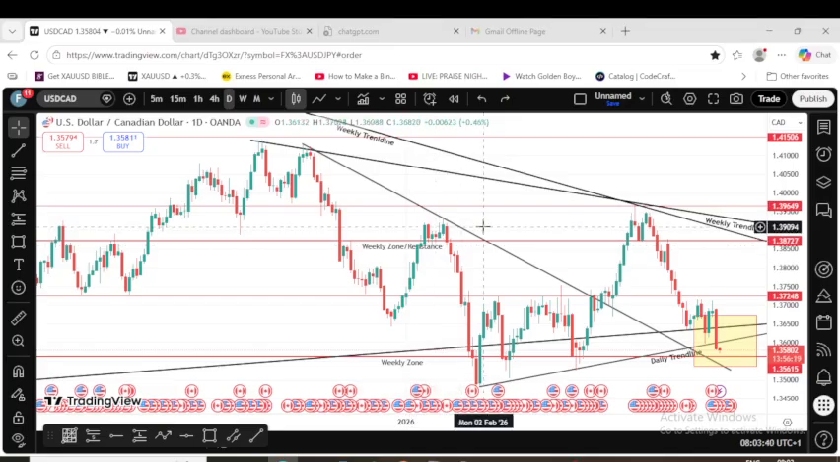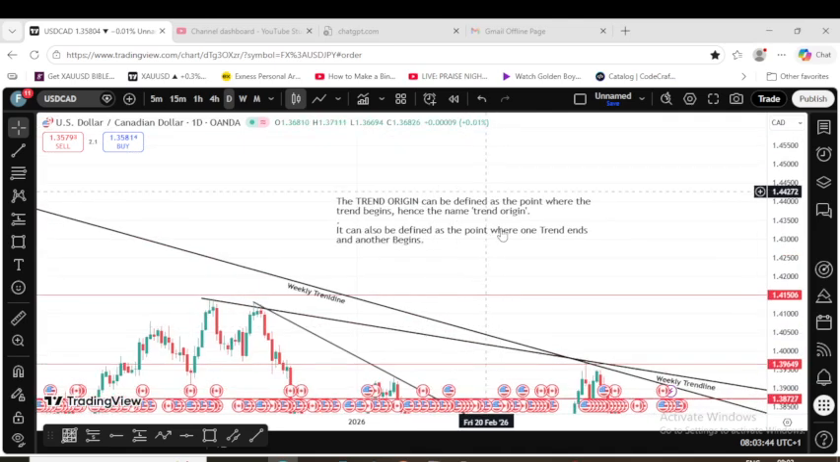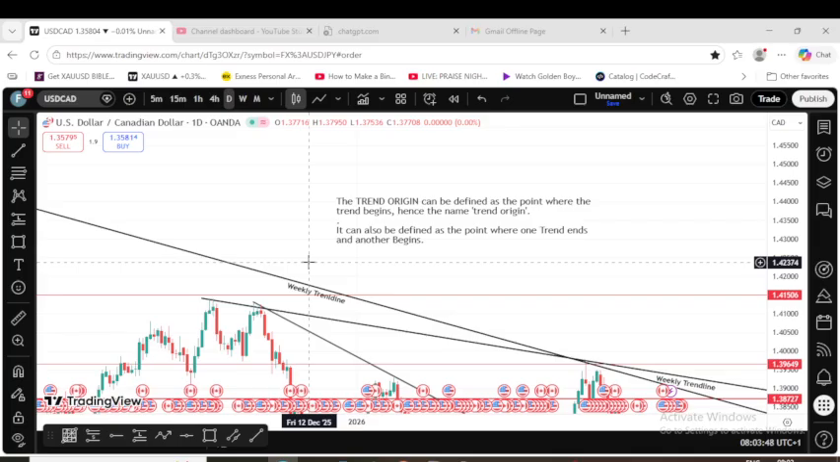Before we start to identify our trend origins, what are they? Let's go to where I wrote down my definitions here. The trend origin can be defined as the point where the trend begins, hence the name trend origin. Very simple, very straightforward. It can also be defined as the point where one trend ends and another begins.